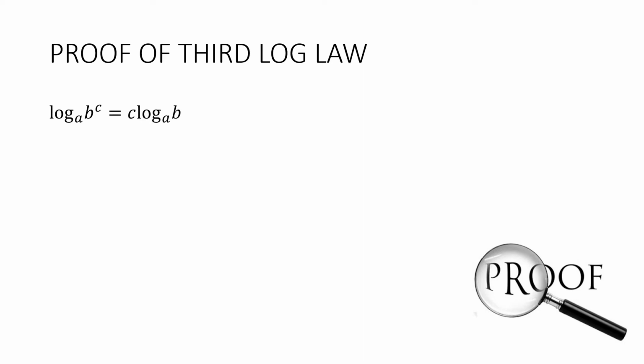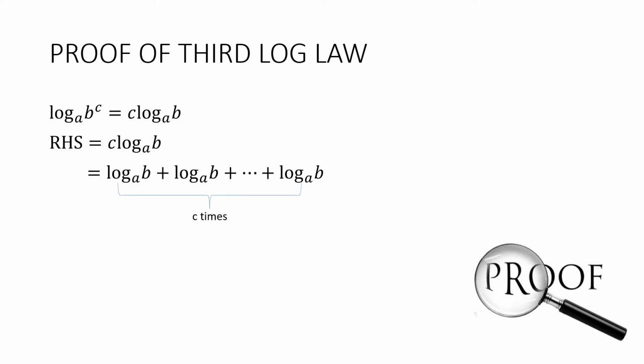So there it is there, log base a of b to the power of c is equal to c times log base a of b, and we're going to start with the right hand side. That's what RHS stands for in a proof. So the right hand side is equal to c lots of log base a of b, so let's expand that out. It's equal to log base a of b plus log base a of b plus dot dot dot plus log base a of b c times.